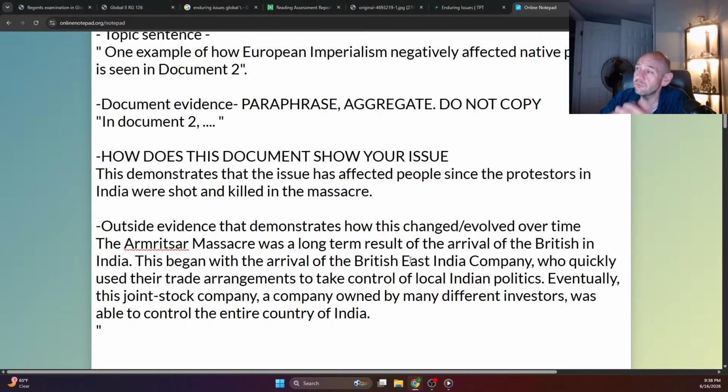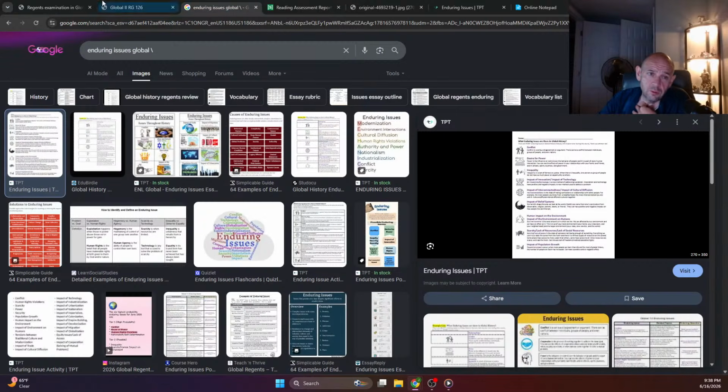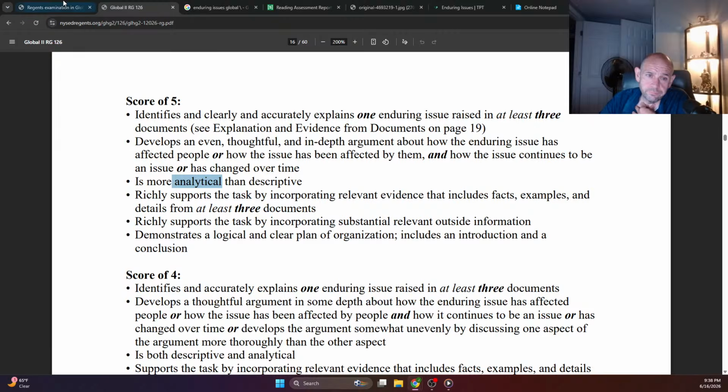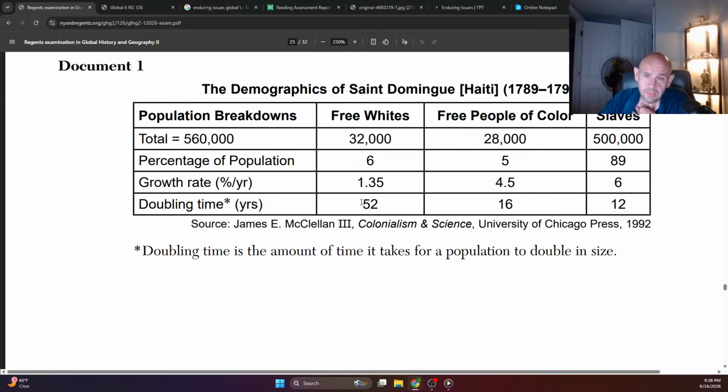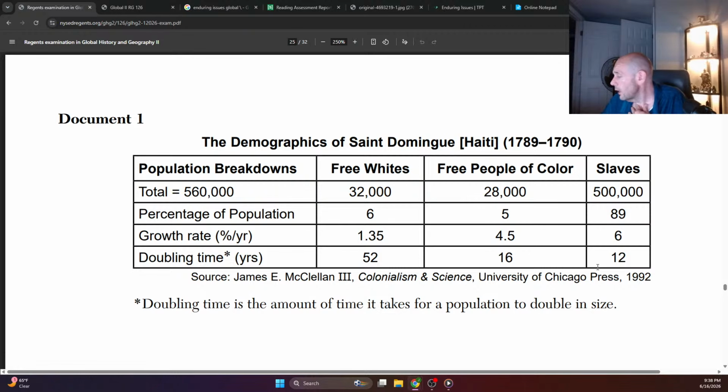That's why context really matters. You might look at a document, I'll give you an example of what I mean. You might look at a document like this document 1 and go, geez, man, that sucks. It's just a chart. Man, you're crazy. That is a document that is begging for you to throw outside information out of it.